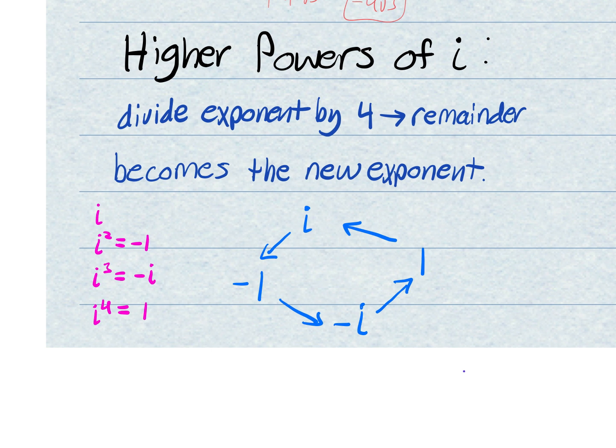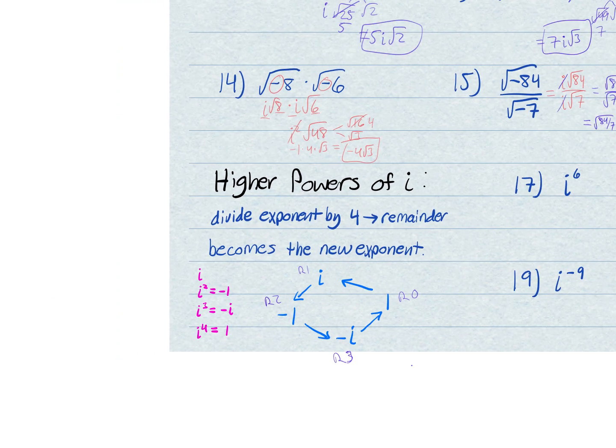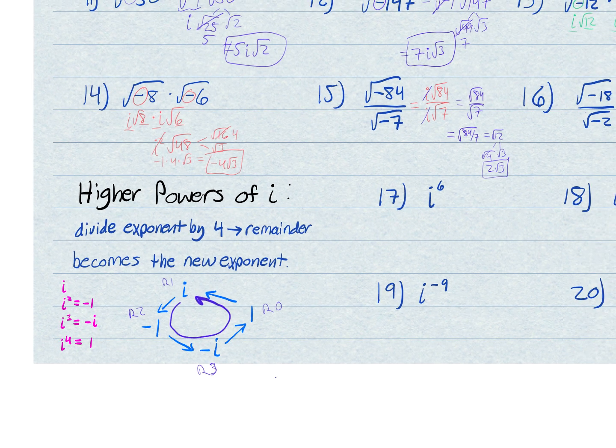Right, so i is going to be a remainder of 1. -1 is going to be a remainder of 2. Negative i is going to be a remainder of 3. And then 1 is going to be a remainder of 0, right? So it goes into 4 evenly. Right, a lot of you asked in class, why are we dividing it by 4? Because every 4, the cycle repeats, right? So after 4 units bigger in the exponent, the cycle repeats, so then that becomes equivalent.